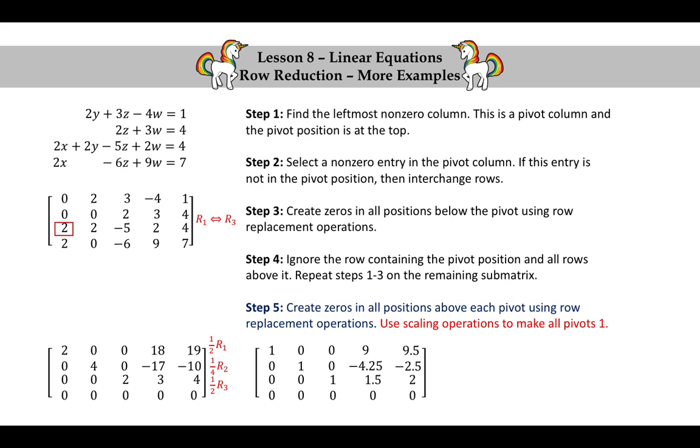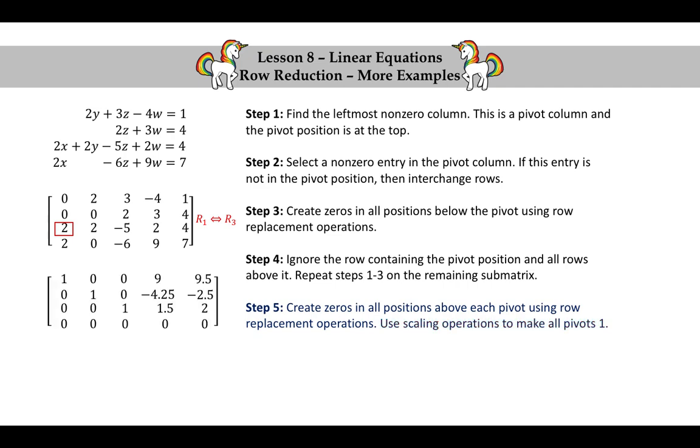Notice for the first row, half of 2 is 1, half of 18 is 9, and half of 19 is 9.5. For the second row, 1/4 of 4 is 1, 1/4 of negative 17 is negative 4.25, and 1/4 of negative 10 is negative 2.5. And for the third row, 1/2 of 2 is 1, 1/2 of 3 is 1.5, and half of 4 is 2. Okay, great. So what we have now is a matrix in reduced row echelon form.